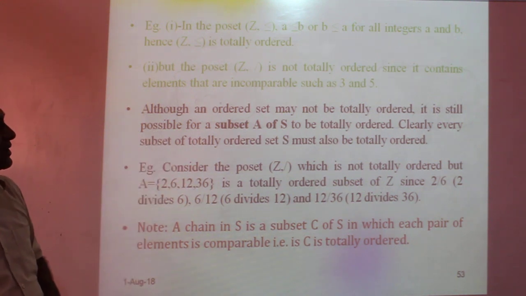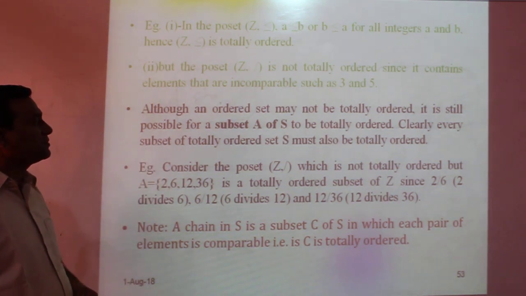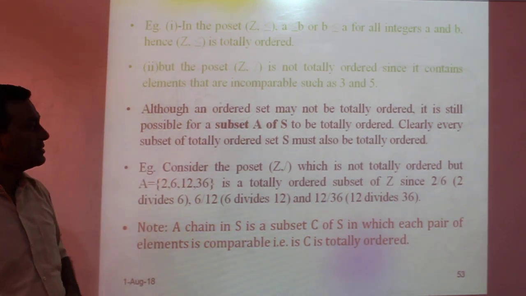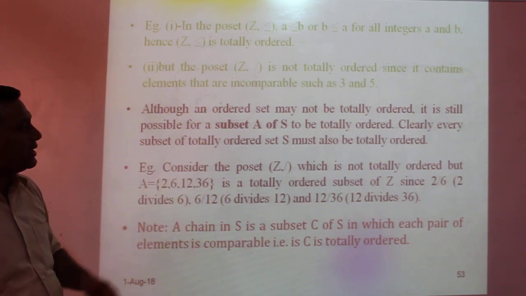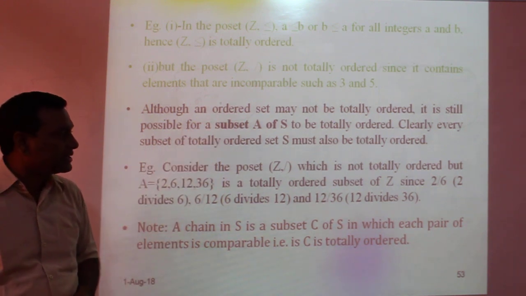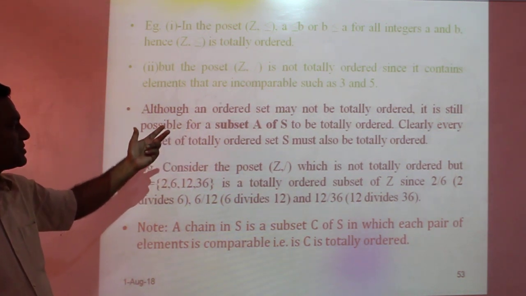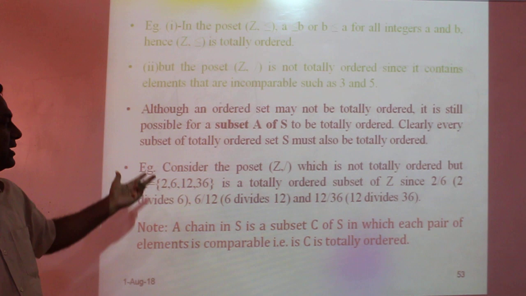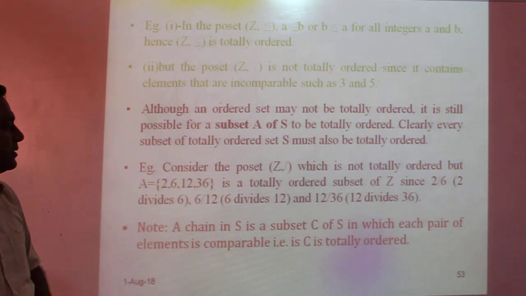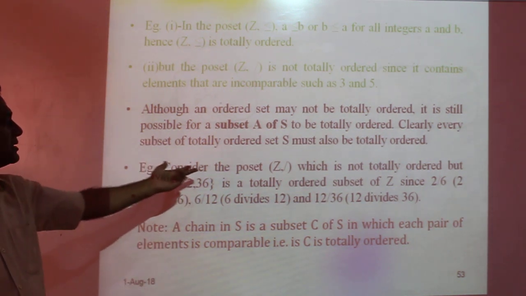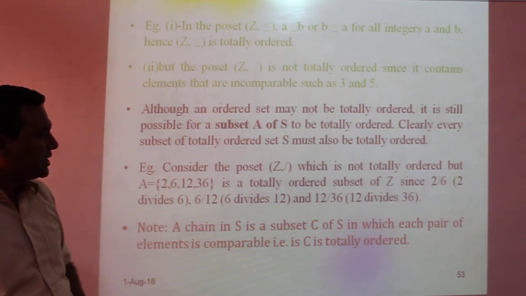Although an ordered set may not be totally ordered, it is still possible for a subset A of S to be totally ordered. Clearly, every subset of a totally ordered set must also be totally ordered, because the subset will hold the property. Let us consider the poset Z.